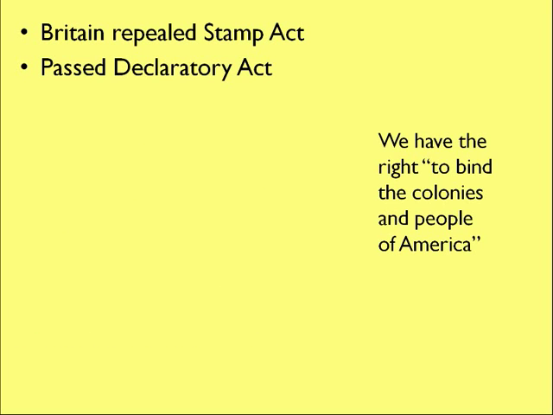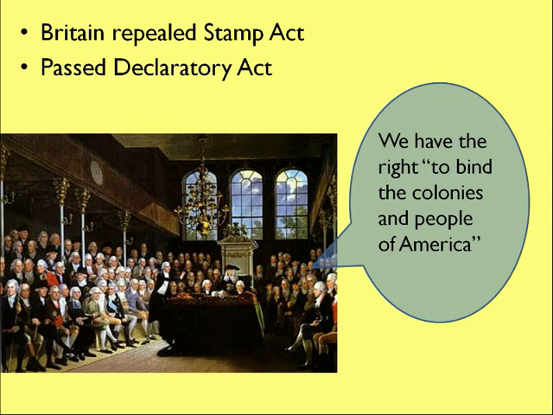At the same time, they passed another act called the Declaratory Act, which basically said, okay, we're taking away the Stamp Act, but we do have the right to do it if we wanted to, the right, as they said, to bind the colonies and the people of America. They were saying, America, you've won for now, but we could be back to impose future taxes, and we have the right to do this. Basically, they were saving face.